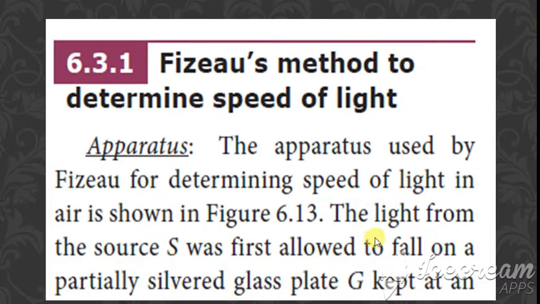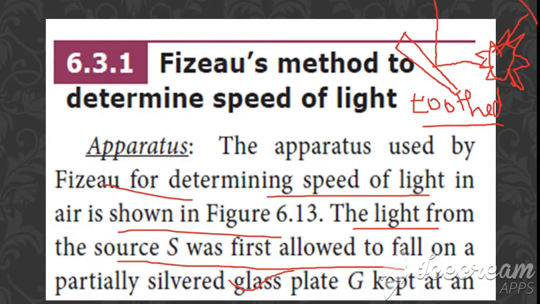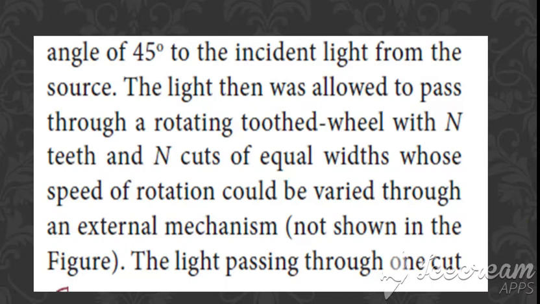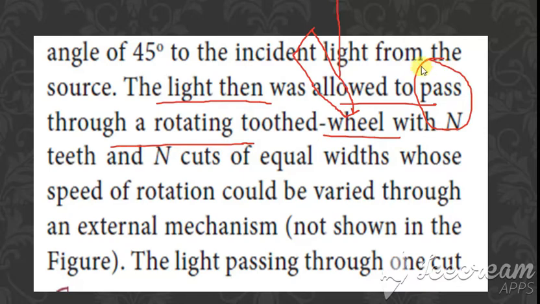So first, light from the source was allowed to fall on the partially silvered glass plate kept at an angle of 45 degrees. From the incident light, it is made to fall on the glass plate, which is kept at an angle of 45 degrees. Then the light is allowed to pass through a rotating toothed wheel. As I told you, it has a toothed wheel with n teeth and n cuts. These are the teeth, and in between, the spaces are the cuts.